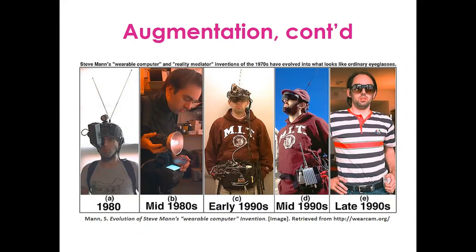So this is a transformation. See, from 1980, how the wearable computer was done, to the late 1990s, where it became something very tiny in a sunglass or an eyeglass. All of these gadgets tell you how far technology has evolved.